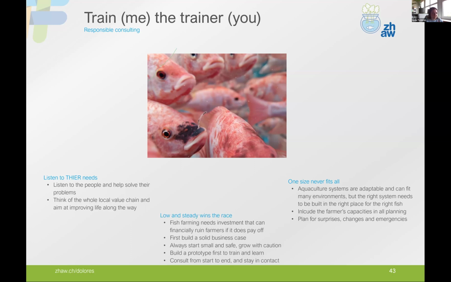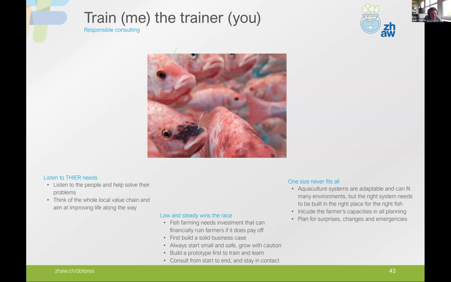I am a big fan of slow and steady wins the race. So start small with the fish farms, have people first build a prototype, get used to the tilapia or the catfish or the common carp if they are new to aquaponics or aquaculture. And then once they build the knowledge, they are safe, they know what they are doing, then you can grow a farm, and then you also can invest more money. So have in mind the people that you are consulting and be careful to consult them wisely, long-term, and in their interest.